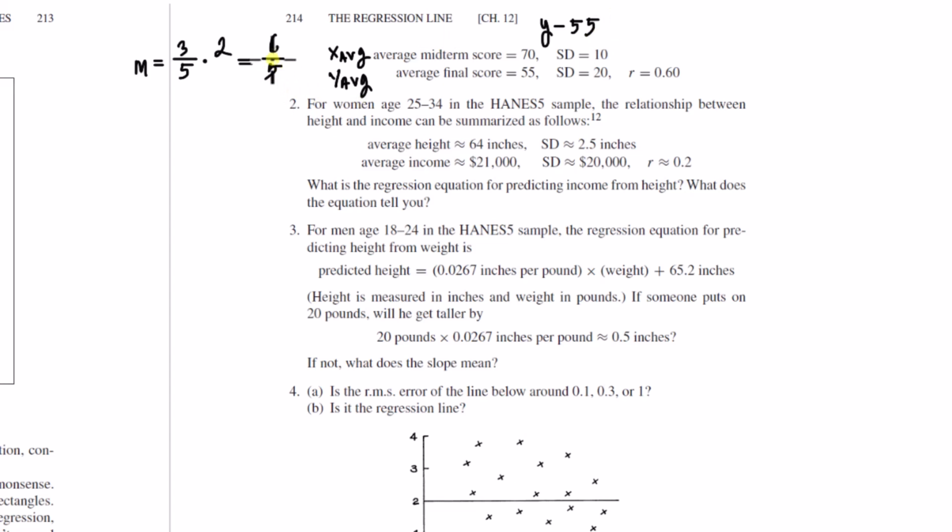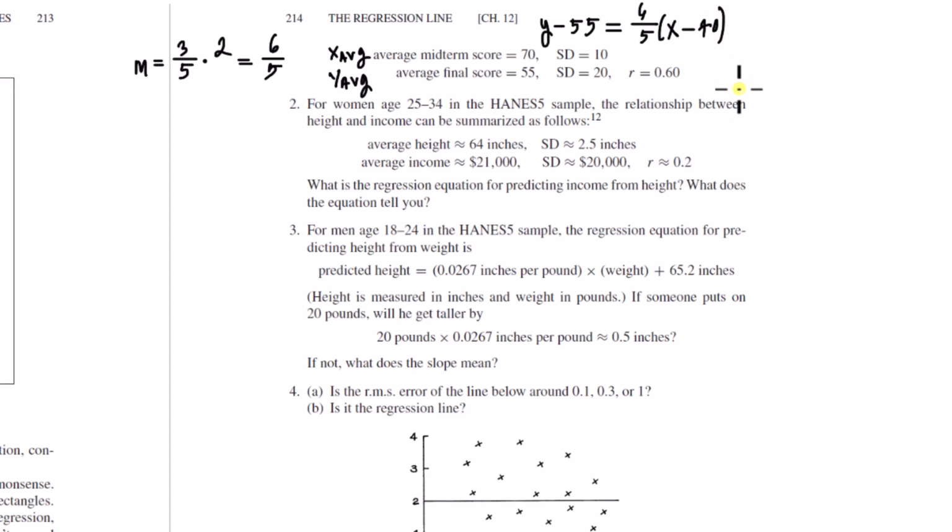Oh, yeah, what are the units of this slope? The units would be final score per midterm score. I'm not sure what the units of that are. Whatever the units of a score is. For every 5 points you got on the midterm, you got 6 points on the final. That's the idea. So y minus 55, y minus y1 is equal to m times x minus x1.